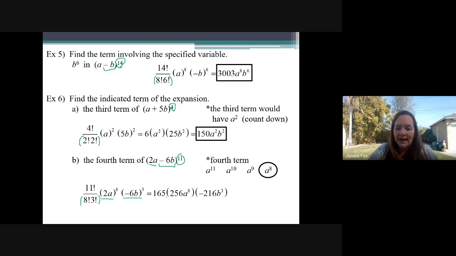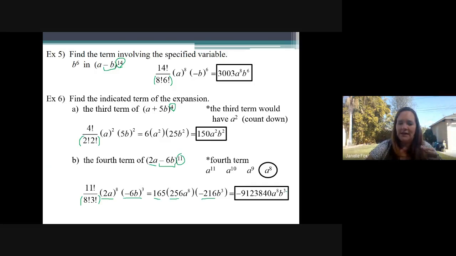I then clean this up by multiplying all 3 of these constants. In my calculator, I do 165 times 256 times negative 216, and I get the very large number of negative 9,123,840. So it's negative 9,123,840 a to the 8th b to the 3rd. Look at that. That's it, guys.